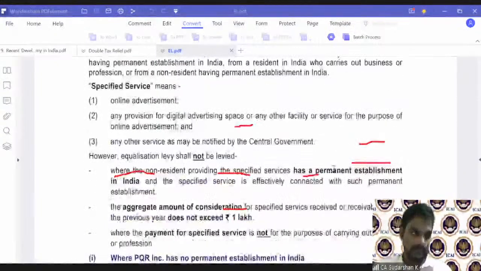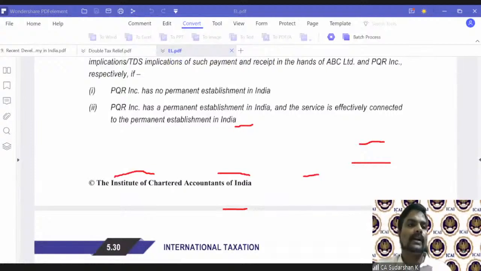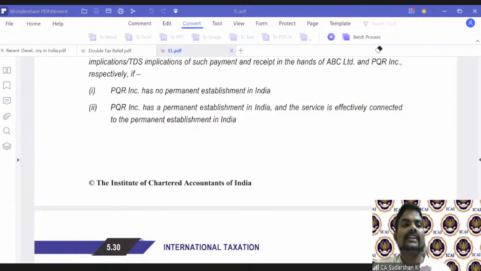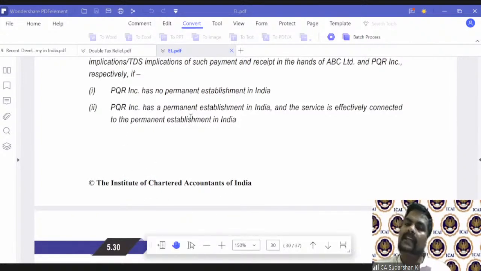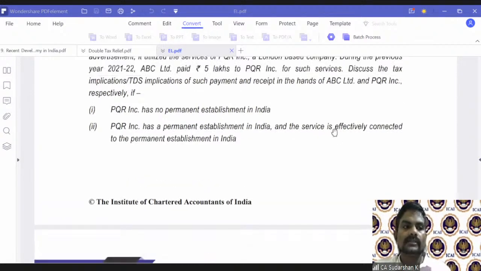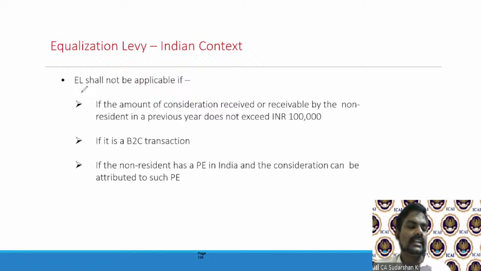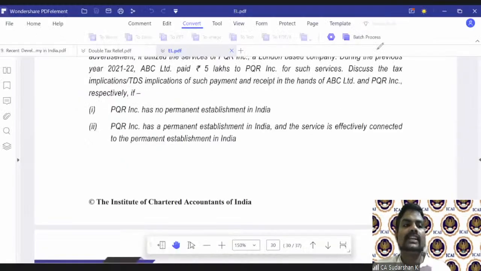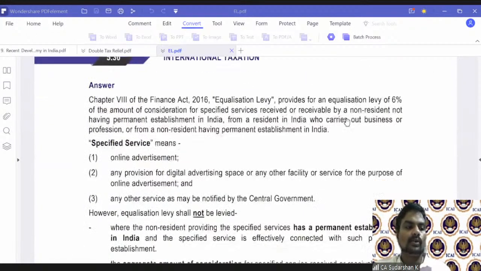Now let's go back to the second part of the question. The second part of the question says, what if the UK company has a PE in India and the service, the online advertisement service, is effectively connected to the PE in India? We saw this as well in the exclusion part. Equalization levy shall not be applicable if the non-resident service provider has a PE in India and the consideration can be attributable to such PE. So since the non-resident has a PE in India and it is attributable, equalization levy won't attract.